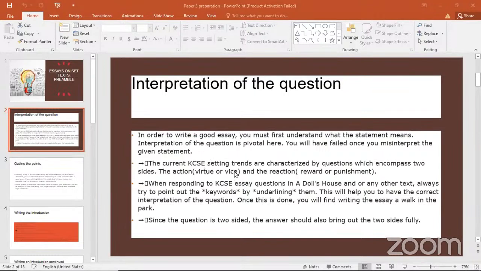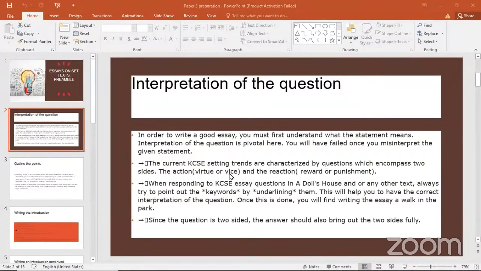There is a virtue or a vice. Most of these questions will either be talking about virtue, determination. They'll be talking about self-sacrifice. That's a virtue. And then a virtue always gets rewarded. That's what we say. So because of determination, there is success. Because of self-sacrifice, there is an aspect of reward, whichever it is. So that's the two-part question.